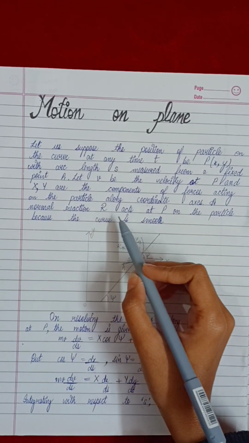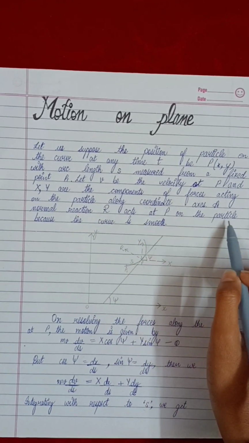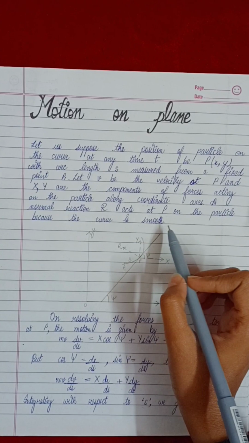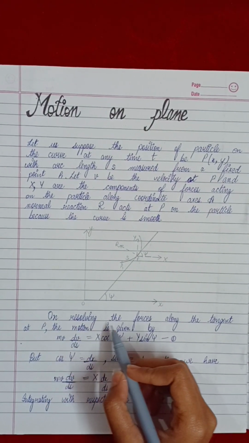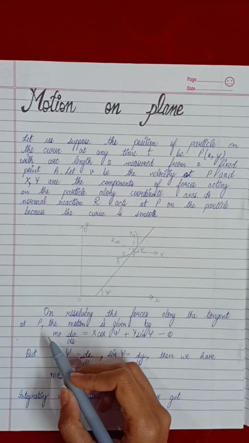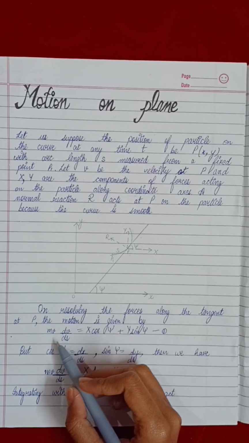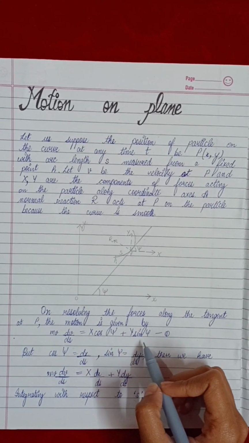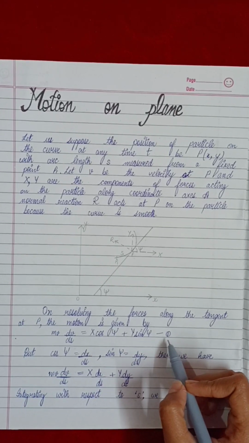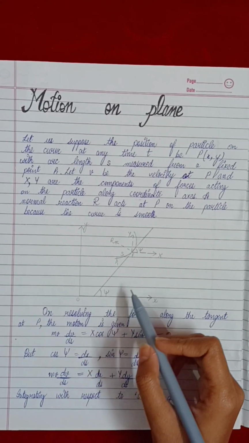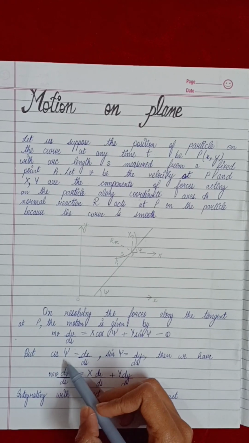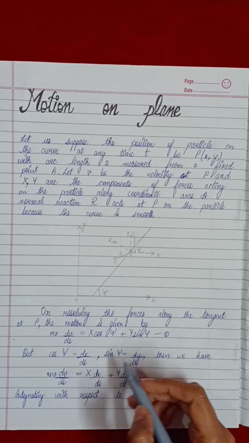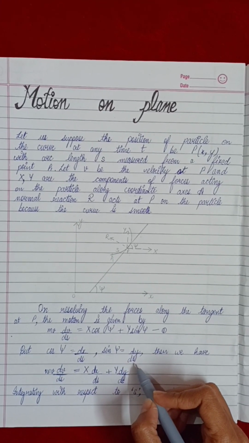A normal reaction R acts at P on the particle because the curve is smooth. So on resolving the forces along the tangent at P, the motion is given by mv dv/ds = X cos psi + Y sin psi, and this can be named as equation 1. But from this diagram we can say cos psi = dx/ds and sin psi = dy/ds.